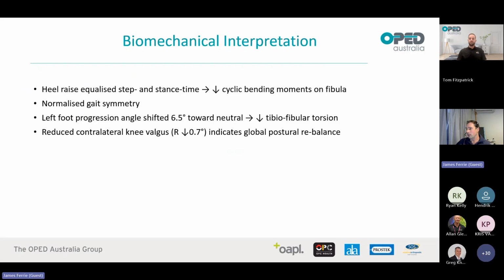And sometimes we see these patients. So he was someone who, from a starting point to look at orthomechanical intervention, we started off with a simple heel lift and discussed progressing towards something like that down the track. So with the heel lift, we basically get an equalization of that step and stance time. This is helpful because we get a decrease in cyclic bending movements through the fibula. We get normalization of that gait symmetry.